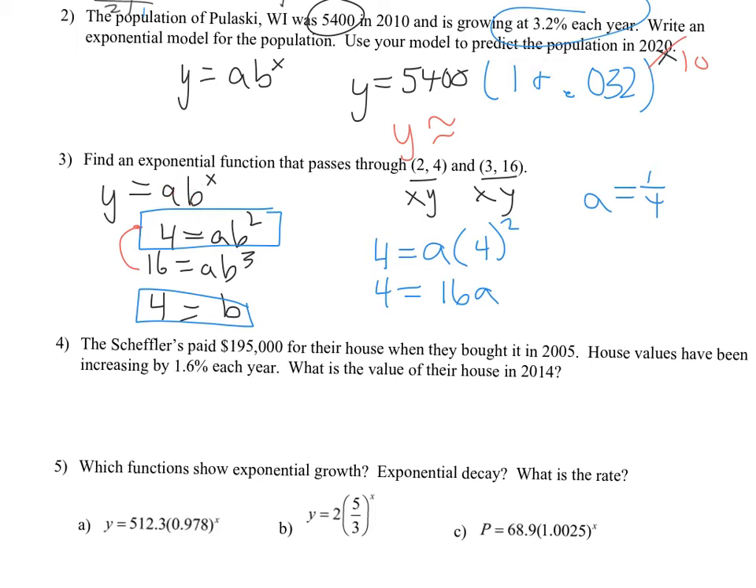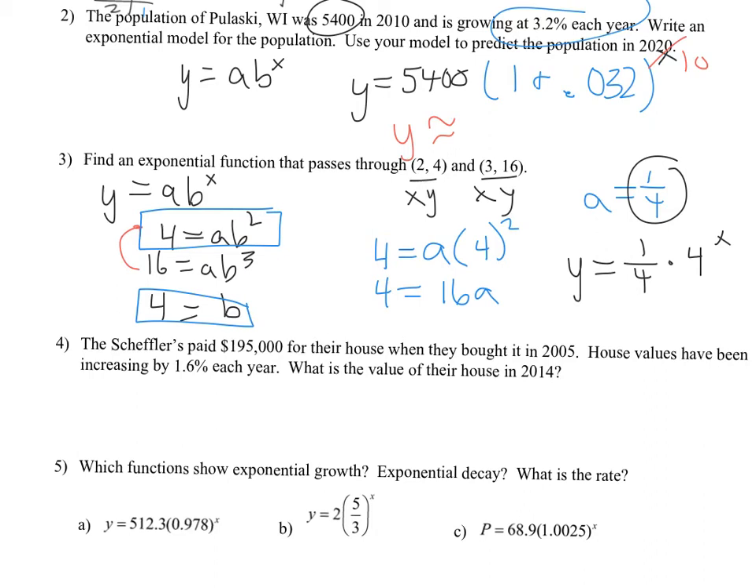So I'm going to write my final equation as y equals a, which is 1/4, times 4 to the x power, because b is 4. So don't combine these. We cannot do 1/4 times 4 because this 4 is connected with an exponent. So don't combine those. Just keep it like that.